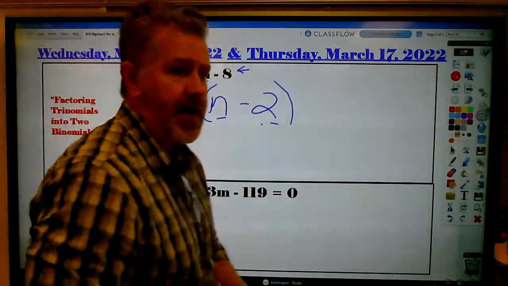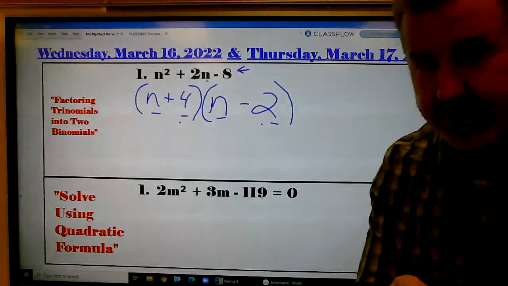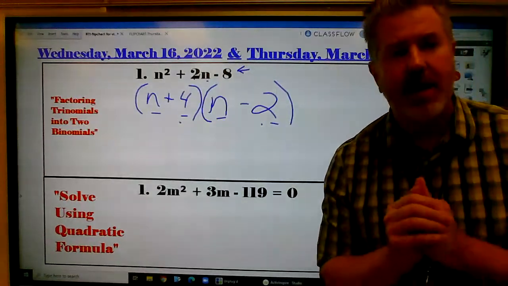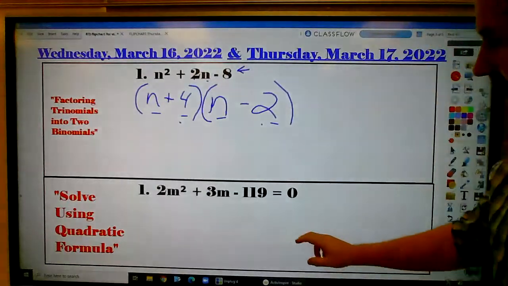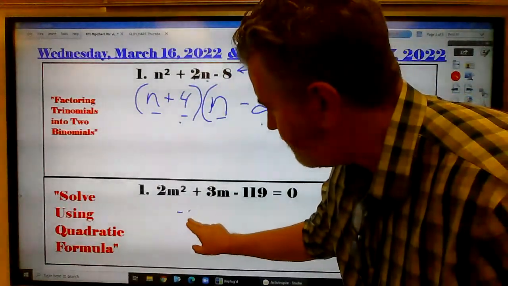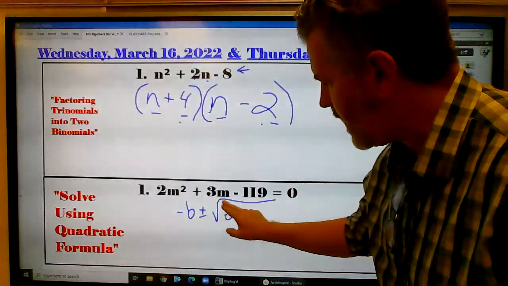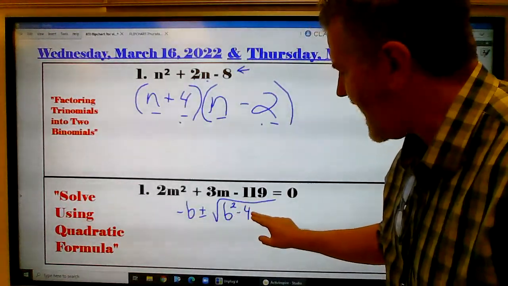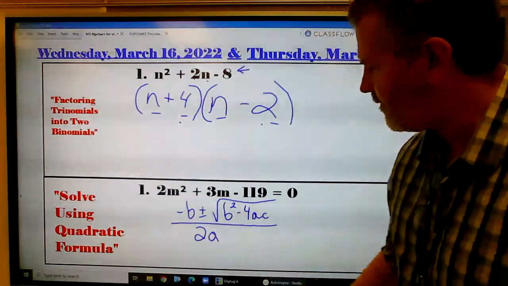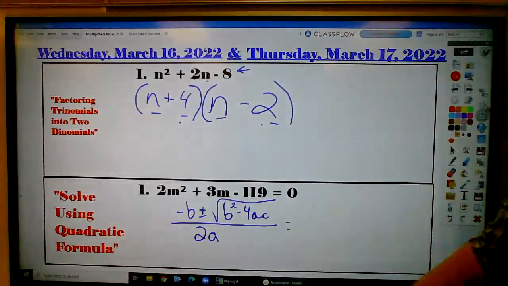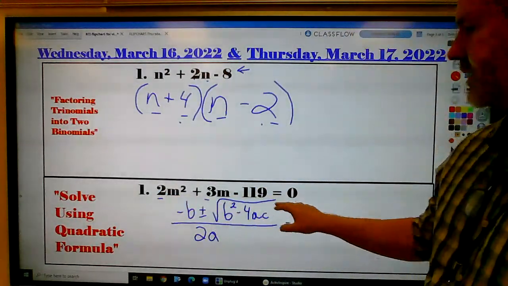All right? And the one at the bottom here, quadratic formula. I'm going to remind you of the quadratic formula. I would have you all write it down right now. Okay? Write it down right now. Quadratic formula is -b plus or minus the square root of b squared minus 4ac over 2a. And then you just rewrite it and replace everything with a, b, and c.